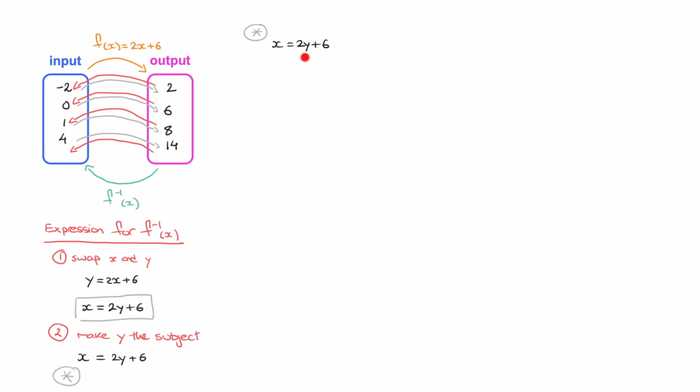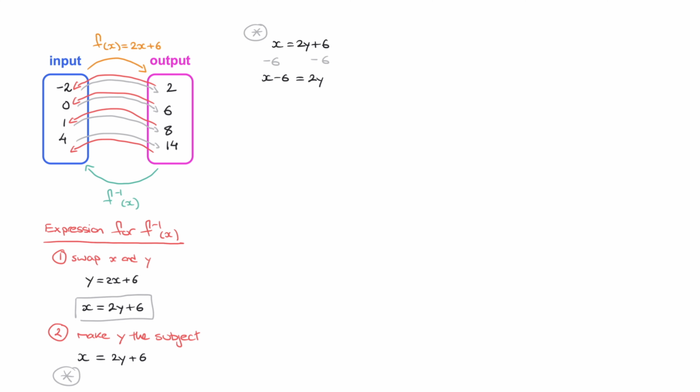To make y the subject, the first thing I'll do here is get rid of this 6 that's being added on the right hand side. And so for that I'll subtract 6 from both sides, so we'll have x minus 6 on the left hand side. Let me just write that. We'll have x minus 6, which equals 2y plus 6 minus 6, which is just 2y.